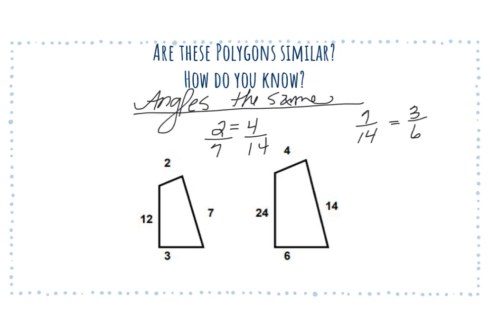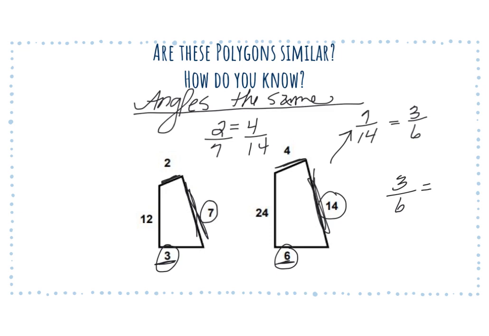I started off with the side of 2 compared to the side of 4, and the side of 7 compared to the side of 14, and I found that those look proportional. So then I thought, let's expand that. Let's go from 7 to 14, and smaller to larger, 3 to 6. Those look good. Let's continue on. Let's use the 3, the first figure, to 6, the second figure. Is that equivalent to the 12 to 24?